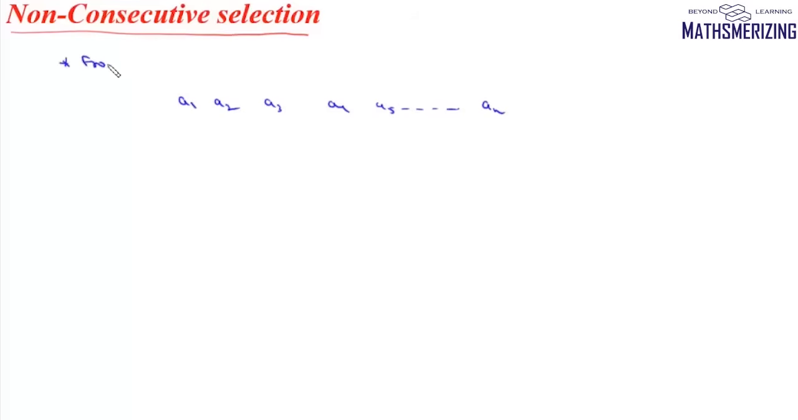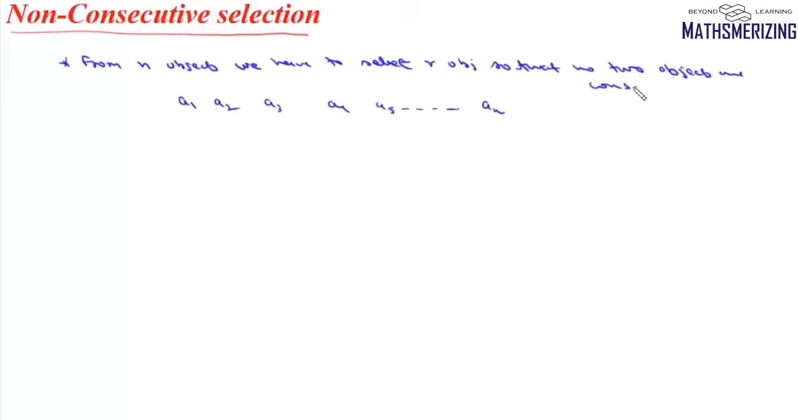So the problem is, from n objects, we have to select r objects so that no 2 objects are consecutive. So we call this a non-consecutive selection. So what we'll do is, suppose we have selected r objects, say A2, A4. So in this way, suppose we have selected these r objects so that no two objects are consecutive.